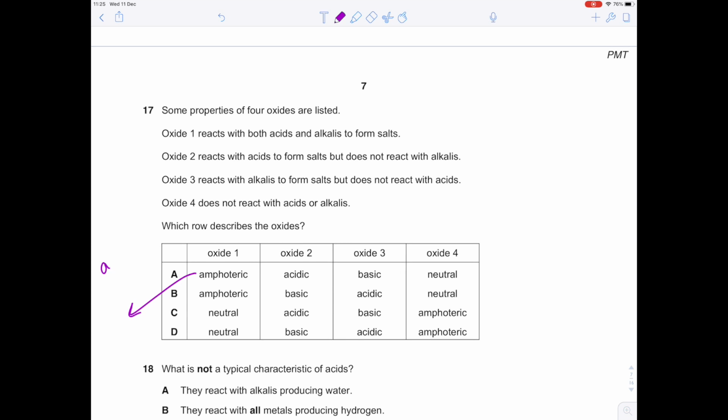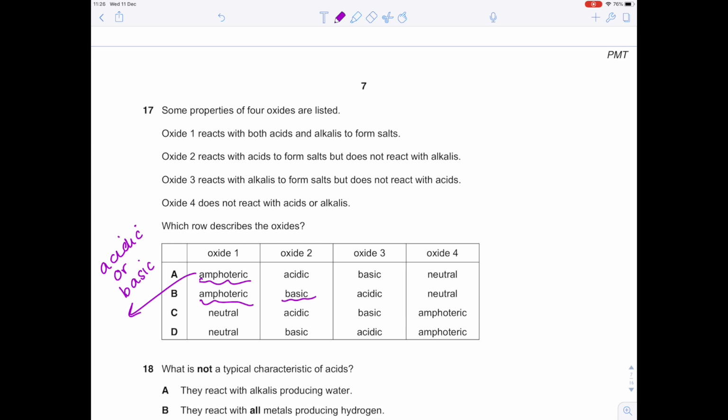So amphoteric means that it can either be acidic or basic, which is helpful, and will therefore react with both acids and bases. Because oxide 1 reacts with both acids and alkalis, we know that it could be amphoteric, so we're going to go along these 2 rows. Looking now at oxide 2, reacts with acids to form salts but does not react with alkalis. Well, it's going to have to be the opposite of an acid in order for it to react, so it needs to be basic. And now we've already ticked those 2 off, we know that it has to be B. Let's just check 3.